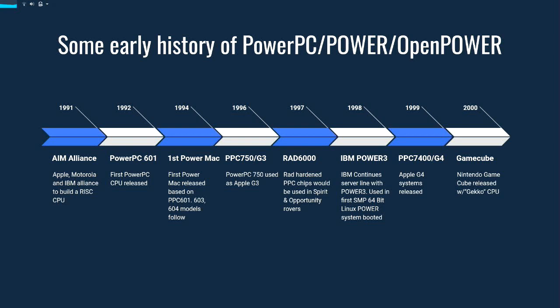In '96, we saw the G3. A lot of this development's been done in parallel, sort of Motorola bringing the parts out under a particular code name, and Apple, as is their wont, would put their own branding on it. But you had the G3 in '96.